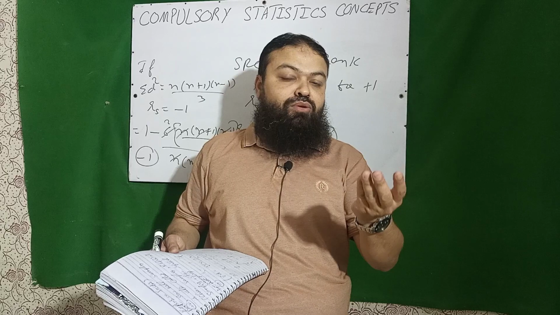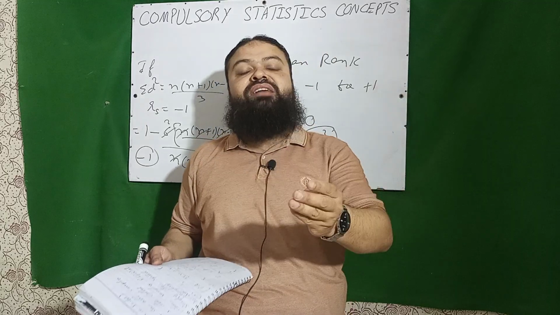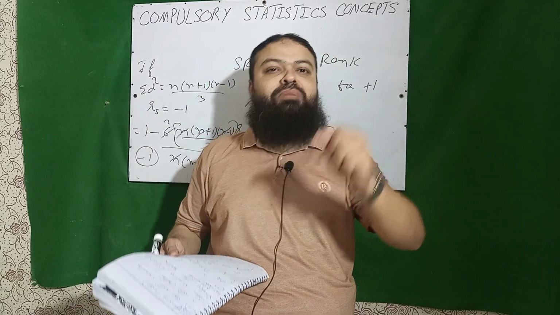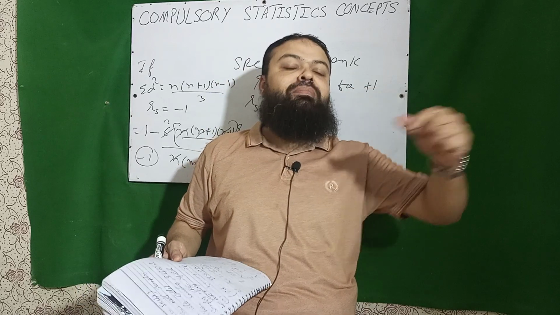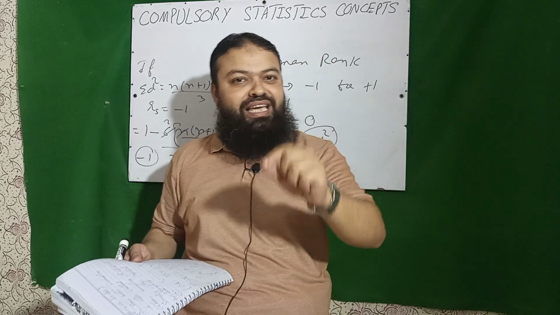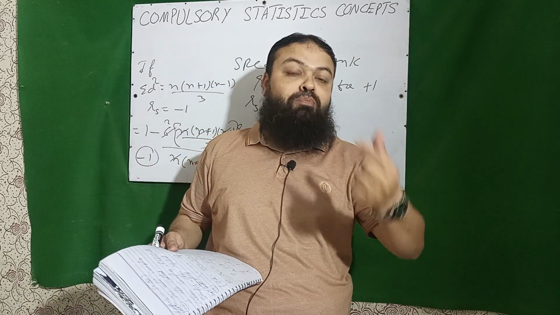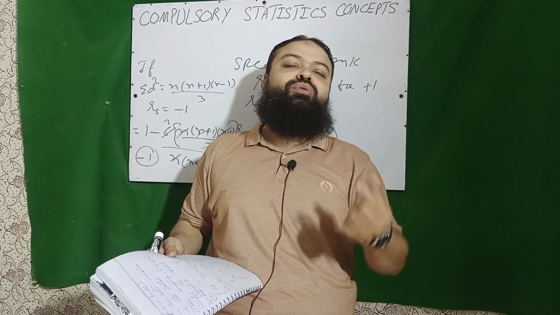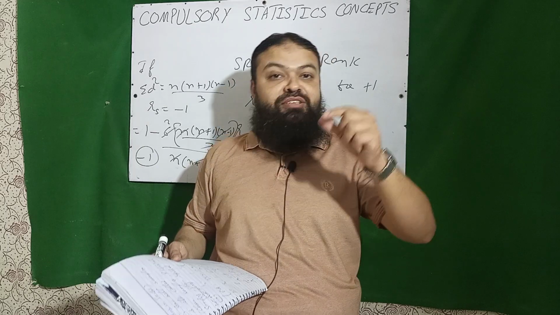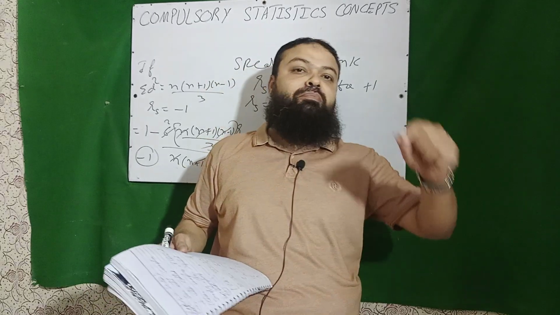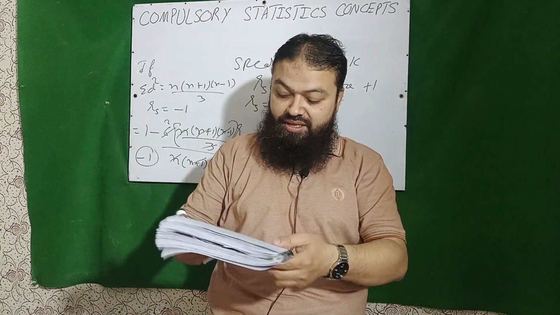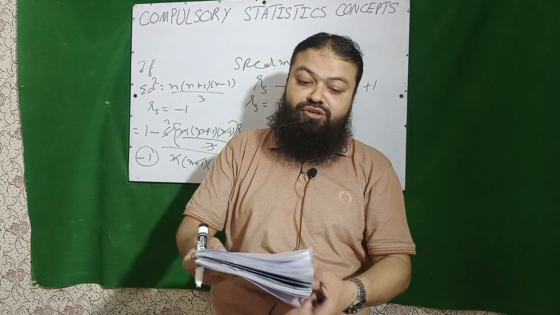The Spearman rank correlation coefficient is denoted by RS. Its range is -1 to +1, and its formula is 1 minus 6 summation d square over n into n square minus 1. And when RS will be equal to +1 when summation d square is 0, and when RS is -1 when summation d square is equal to n into n plus 1 into n minus 1 over 3. All are important and compulsory concepts.